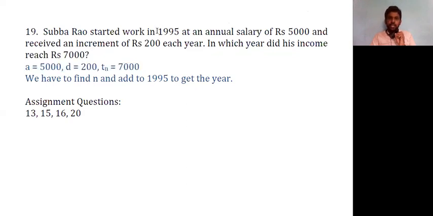Adding this n to 1995, suppose you get 5 or 7 years, adding this number to 1995 you will get the year in which he is getting 7,000. So try to solve it. The other questions 13, 15, 16, 20 are your assignments.